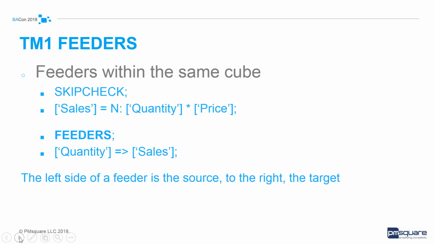If the feeder were to place a flag in every cell containing the sales calculation, then we would lose the advantages that skip check gives us. Note that the left side of the feeder statement contains the source of the feeder value, and the right side is the recipient area. This is the opposite of a rule.